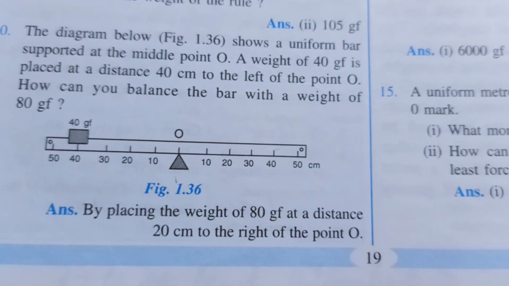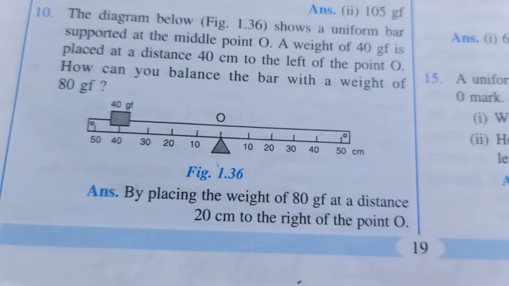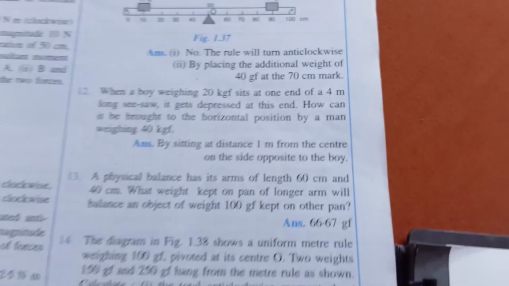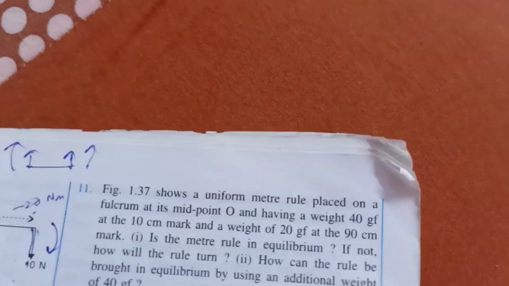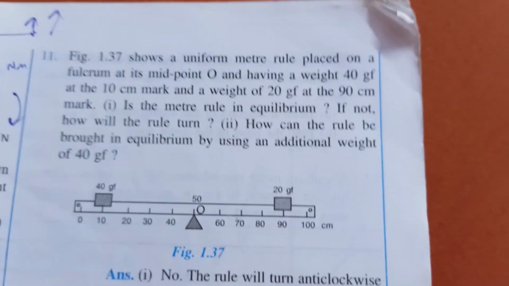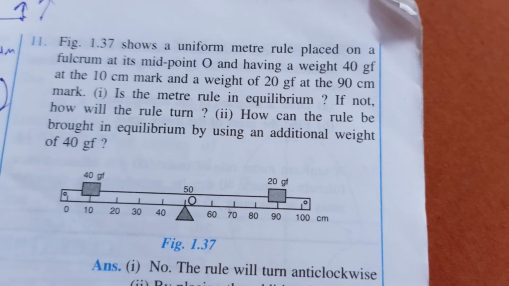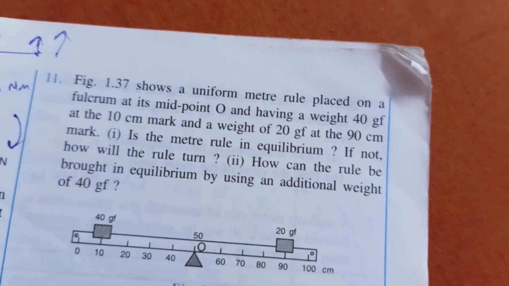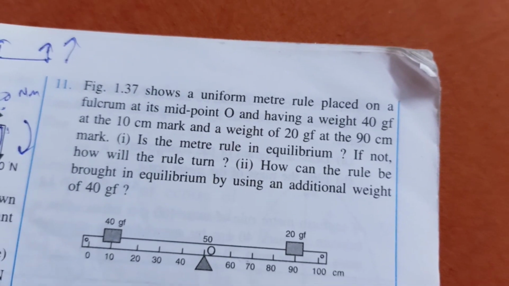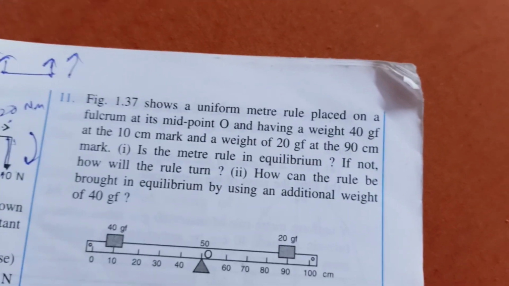Okay students, so it is simple, and this is the main concept of all the meter rule problems. I repeat and hammer it again and again: the clockwise moment is taken as negative, and the anti-clockwise moment is taken as positive. Okay students, so go to the next questions.